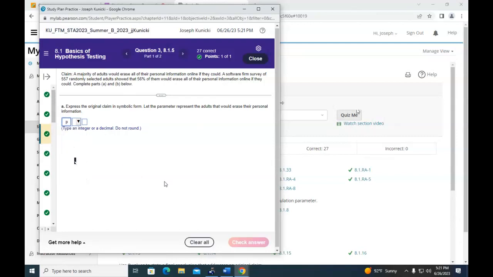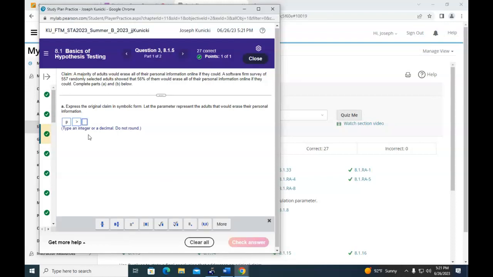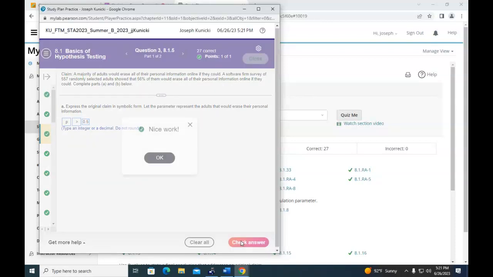Now, how do we indicate a majority? What does that mean? Greater than what? That's correct. 50%. That's right. Very good. Most people just get hung up on it. See, what would be a minority? Less than 50%. Right. See how we put a claim in words into mathematical symbols. Okay, so that's the claim.